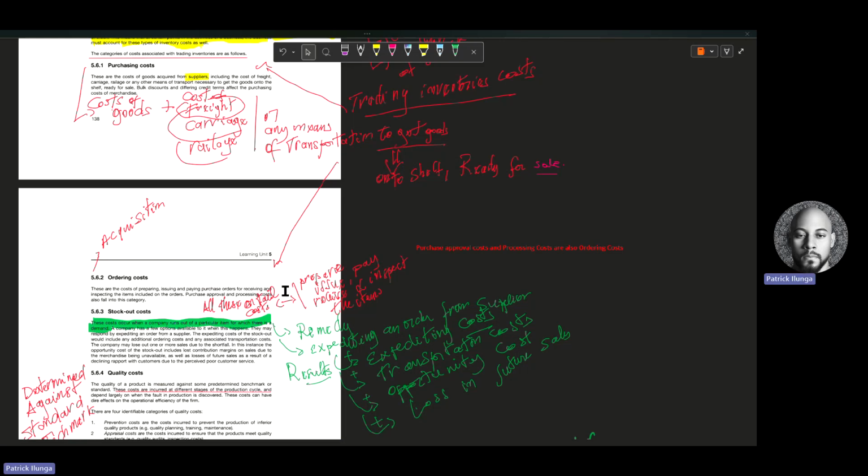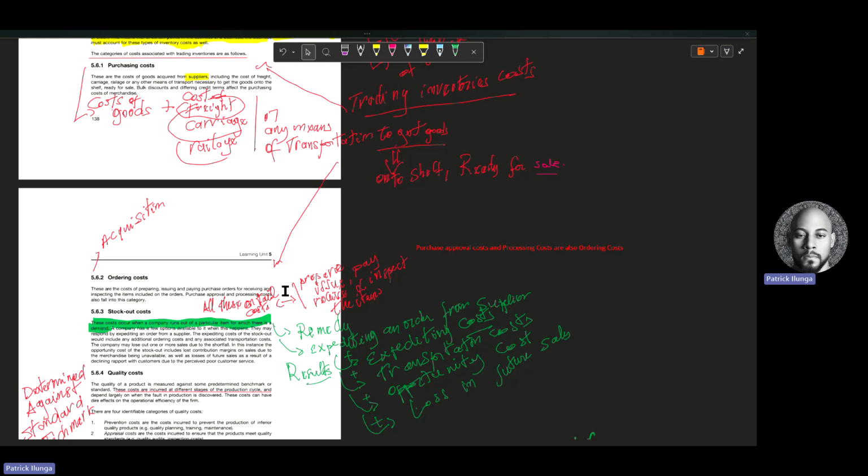And we also have to look at ordering cost. I previously mentioned the ordering cost, but the ordering cost is what we can view as the acquisition, right? It's not just the acquisition, it's not just the cost, it basically includes preparing, issuing, and paying the purchase orders, and receiving and even inspecting the items included on the order, right? So there are multiple things there.